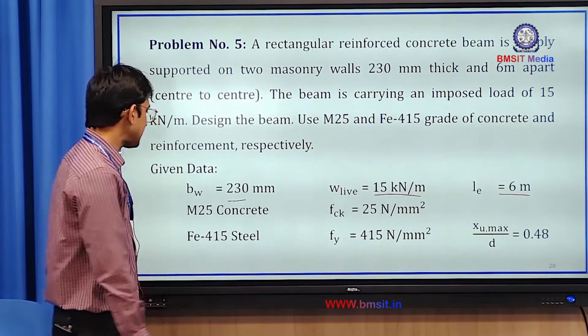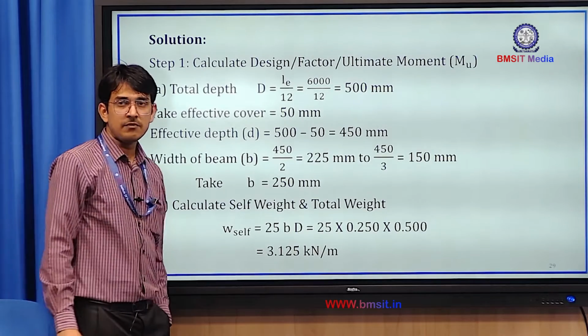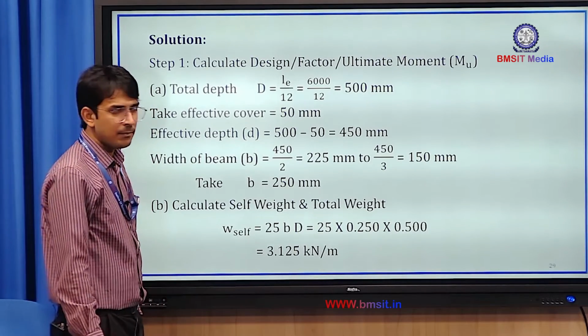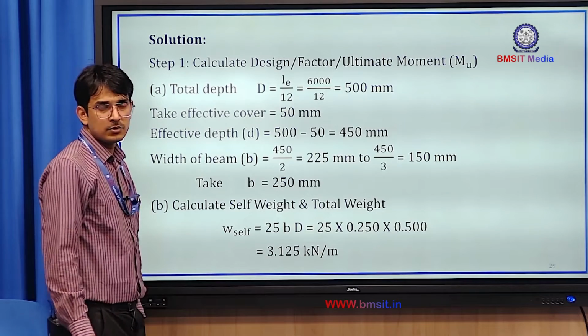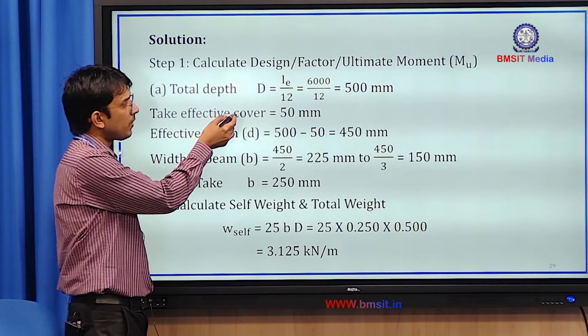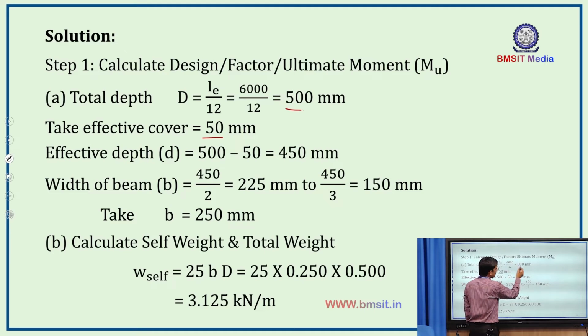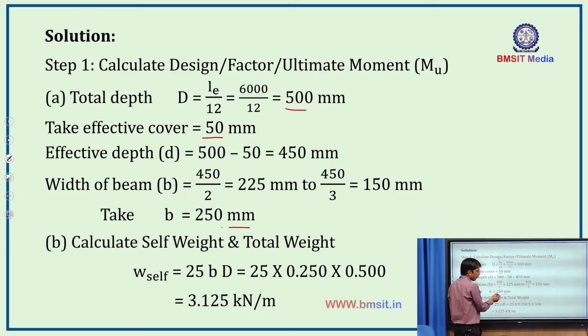Now we have to design the beam. In the first step we have to calculate the ultimate moment, Mu. For that we need to assume some values. LE is already given in the question, so we can take D as 500 mm. If I take an effective cover of 50 mm, I get the effective depth. This is my assumed value, on the basis of this ratio. After that, the width of the beam, on the basis of small d, should be about 2/3, so I am taking the higher side value, 250 mm.